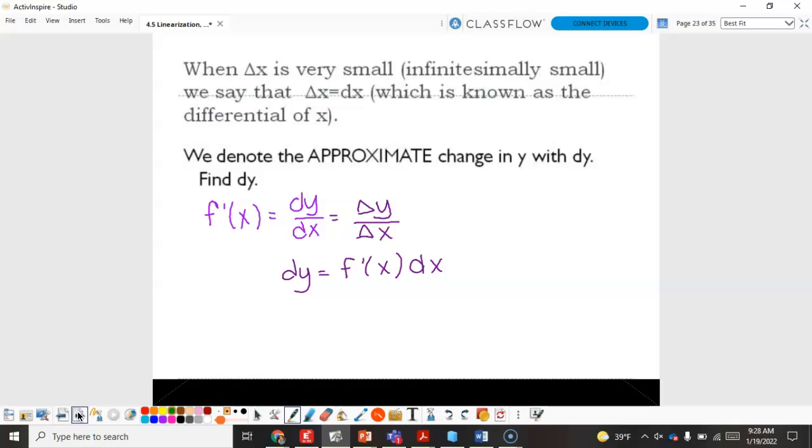So when delta x is really, really small, we say that delta x is actually equal to dx. And if you think about dx, that comes from dy over dx. And if you think about what we've been saying a derivative is this whole time, it's the change in y over the change in x, because it's really just the slope. So a differential is when we solve for dy, but we multiply by dx.